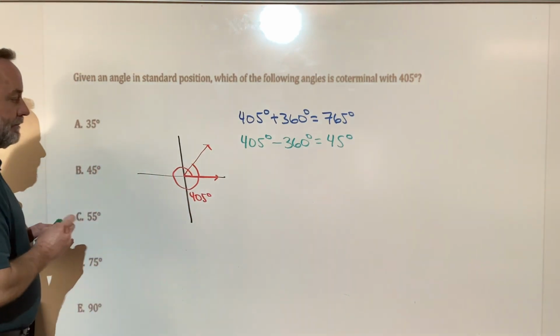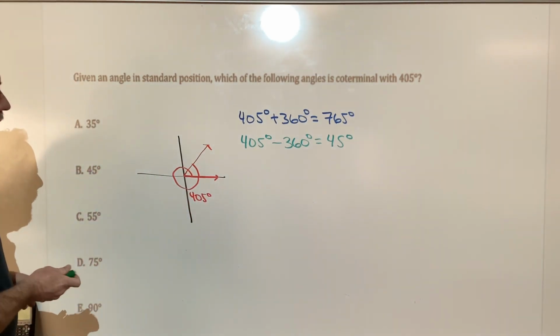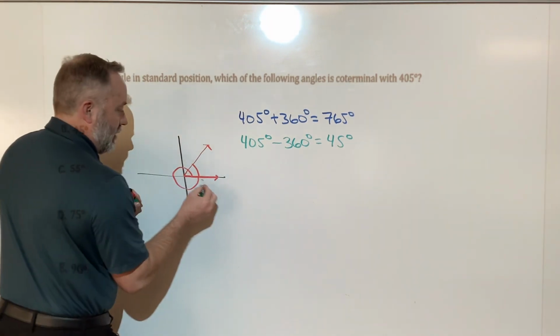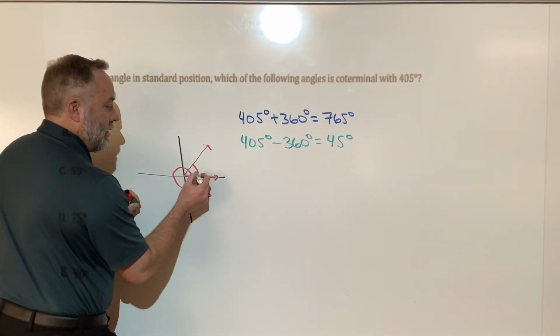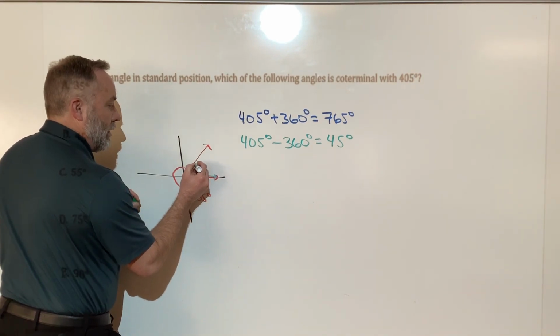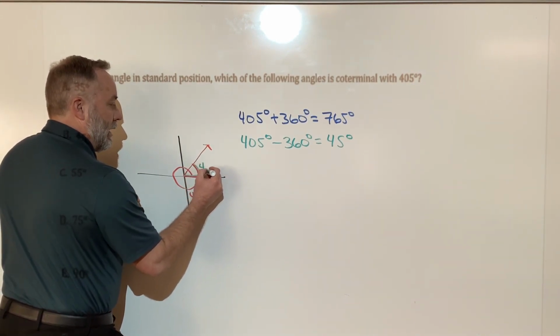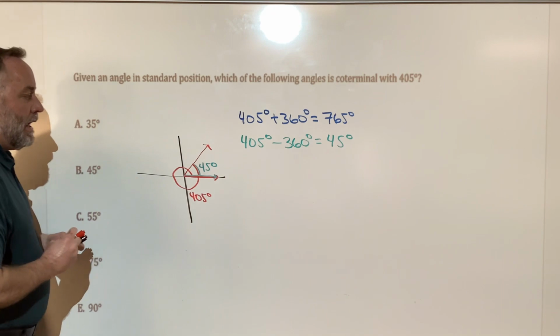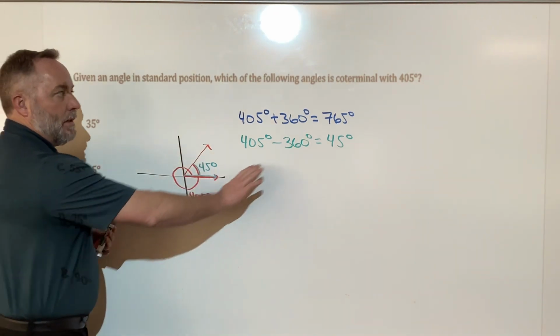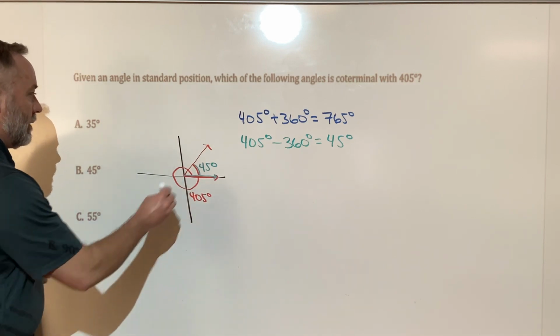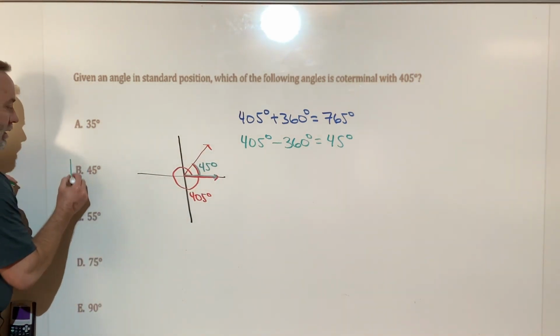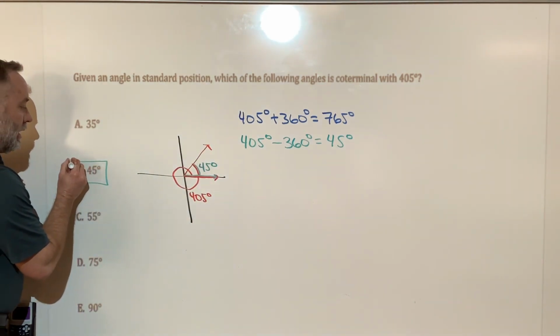405 degrees. Okay, but the 45 degree angle is just from the standard position, positive x-axis, to here. That's the green angle of 45 degrees, and both of those terminate at the same spot, which makes them coterminal angles. And again, our answer here would be 45 degrees in choice B.